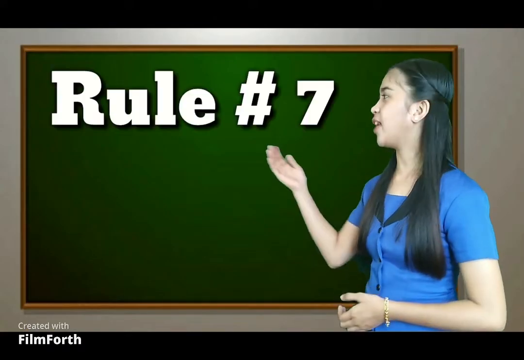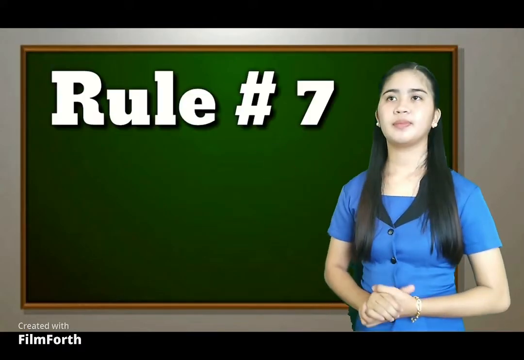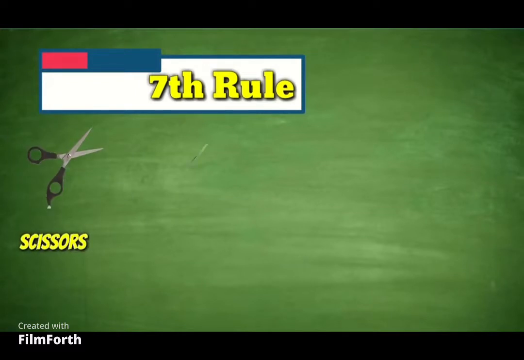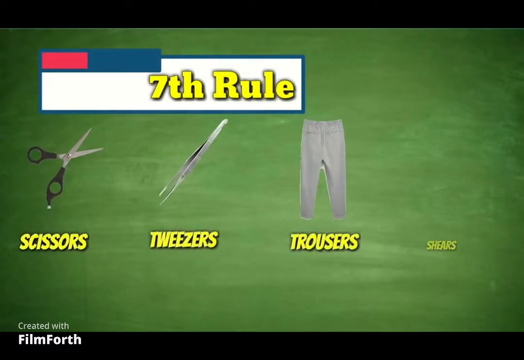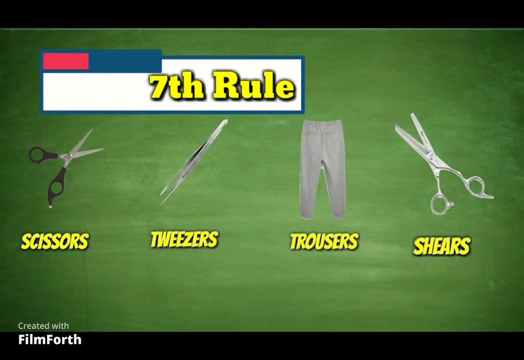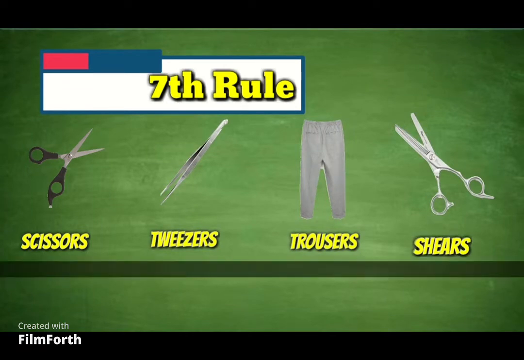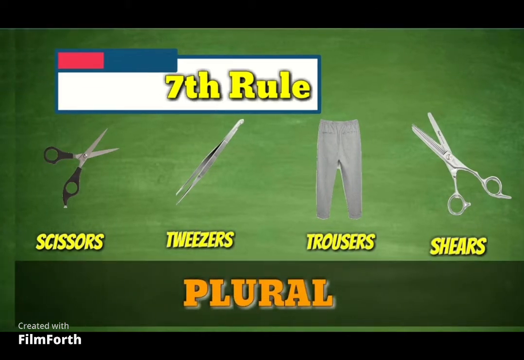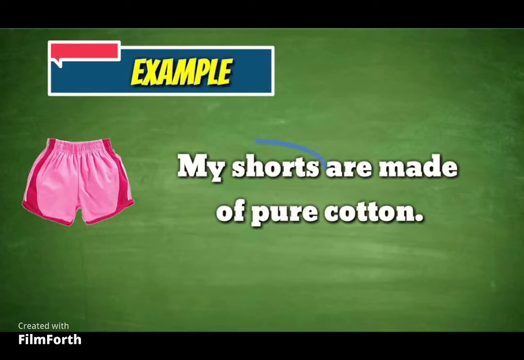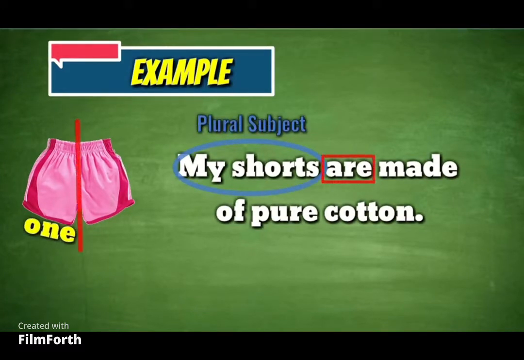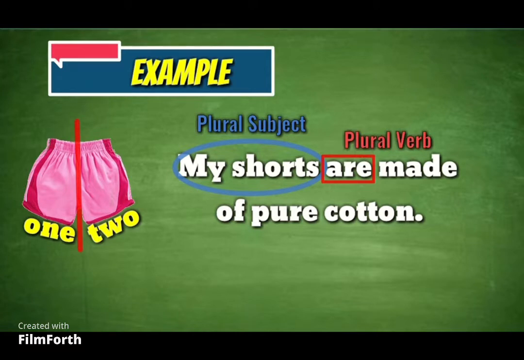Rule number 7. Words such as scissors, tweezers, trousers, shears, and the like are always considered plural. Example: My shorts are made of pure cotton. Those things always come in pairs, so you should always use the plural form of the verb when they are used as a subject.